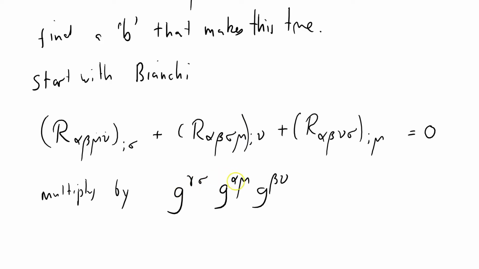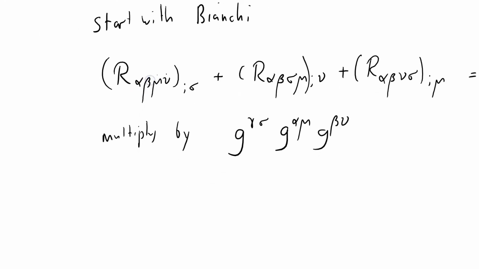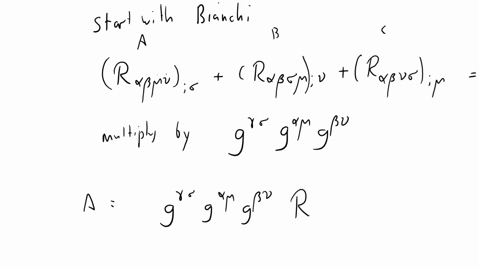We've got 1, 2, 3, 4, 5, 6. We're just going to have a gamma on the top, I think. Well, let's just get on with it. Let's just do this multiplication. I'm going to call it A, B, and C and see what happens. So what's A equal to? Well, it's G gamma sigma, G alpha mu, G beta nu times R alpha beta mu nu semicolon sigma.